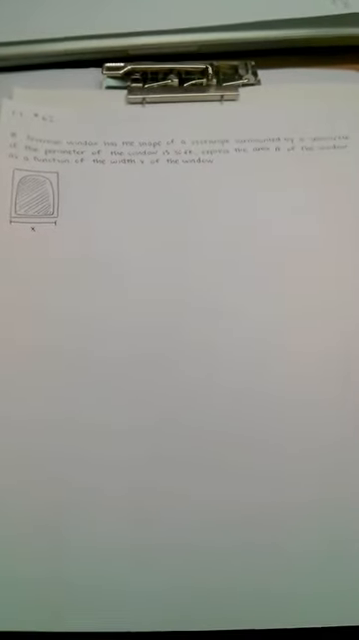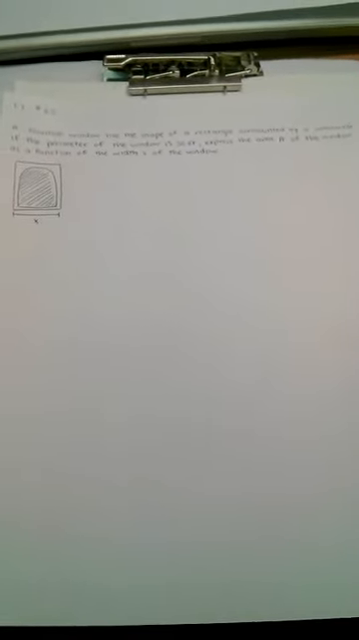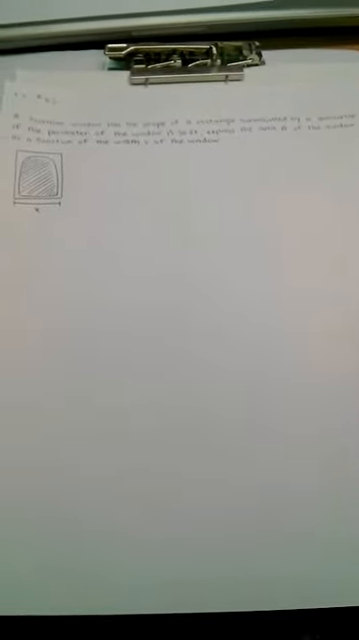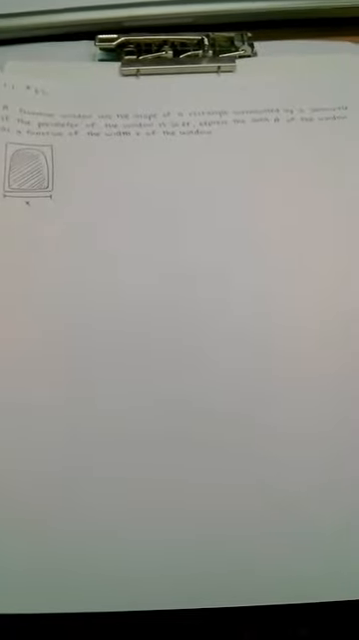Hi, I will be doing question number 62 from section 1.1. The question says, a Norman window has the shape of a rectangle surmounted by a semicircle. If the perimeter of the window is 30 feet, express the area A of the window as a function of the width x of the window.